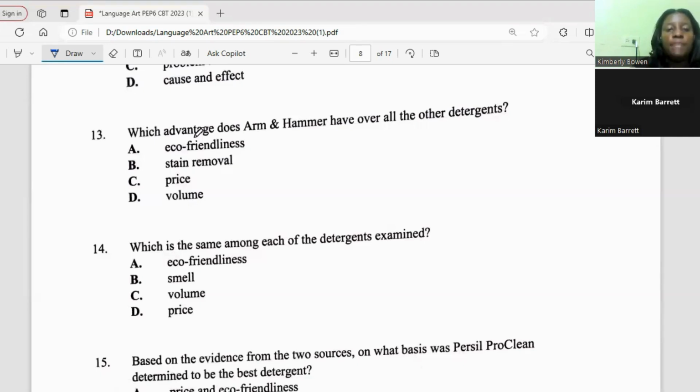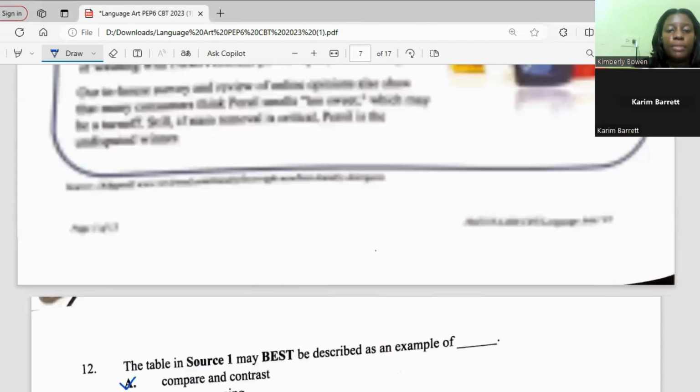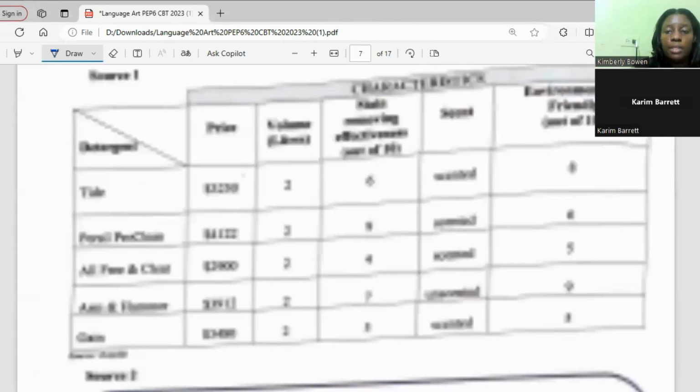So let's look at the advantage. Eco-friendliness, yes, and stain removal. But these were two, but let me look back at the table carefully. Carefully. Yes, Karim, you wanted to say something? No, miss.